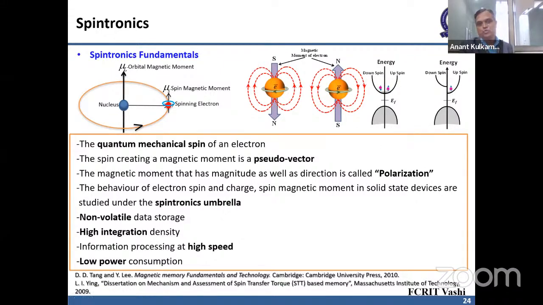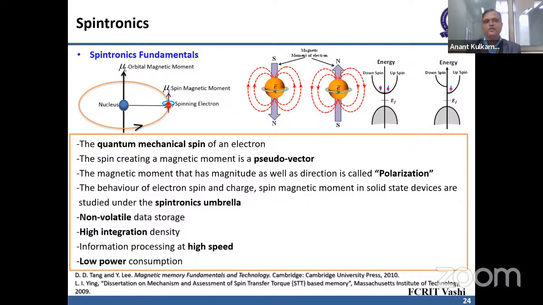Every electron has two spins. When you talk about an atom, it has a nucleus, and all of us know that the electron revolves around the nucleus. At the same time it revolves around its own axis, rotating in a clockwise or anti-clockwise direction, which is also called a spinning electron. So it has up spin or down spin because of the spin magnetic moment.